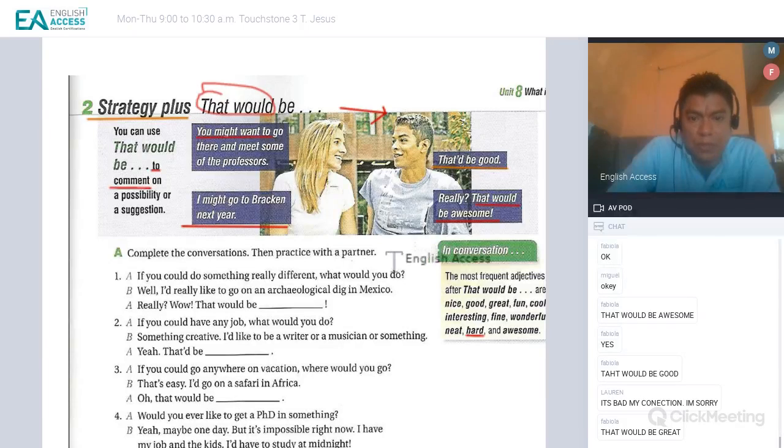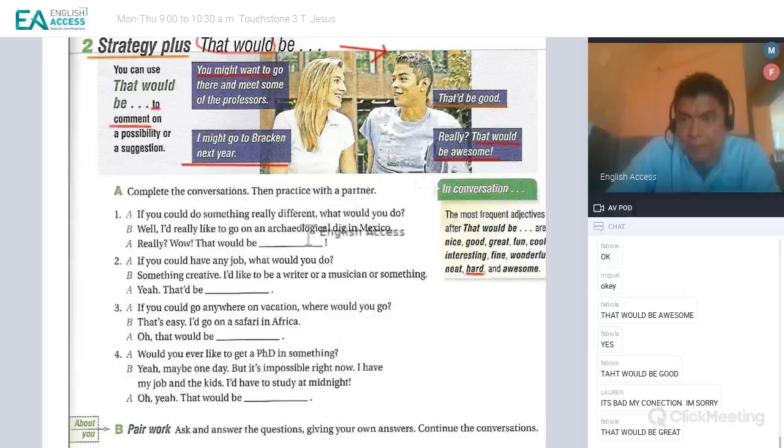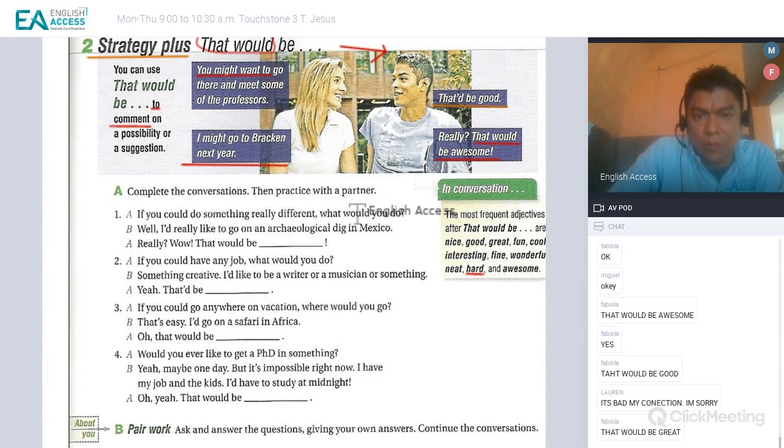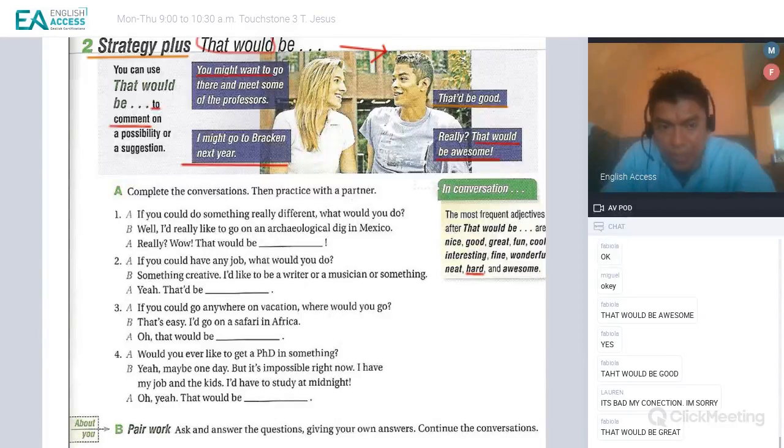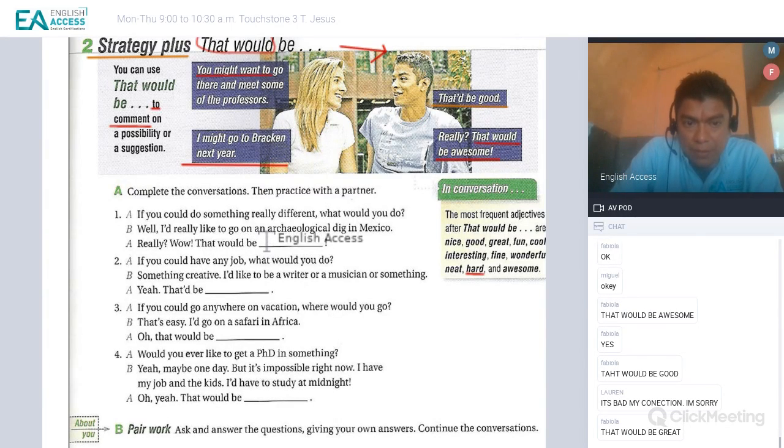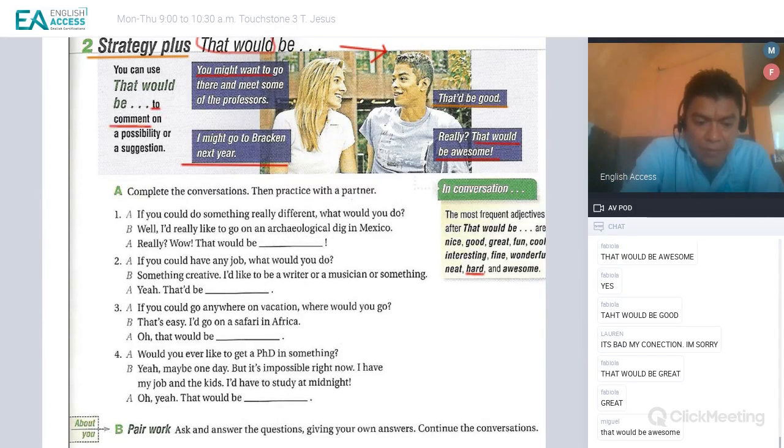Now let's go for the book and for the next exercise. Complete the conversations, then practice with a partner. Number 1. If you could do something really different, what would you do? Well, I'd really like to go on an archaeological dig in Mexico. Really? Wow. That would be? What do you think, guys? What can I write down here? Great, okay. That would be great.